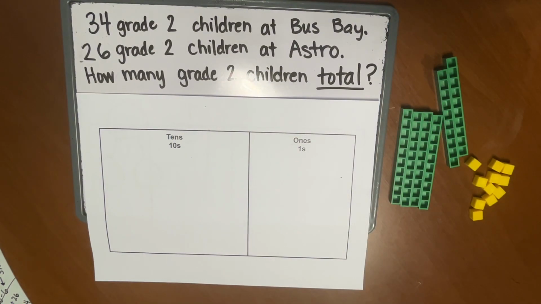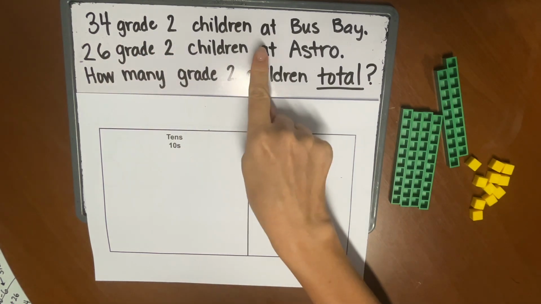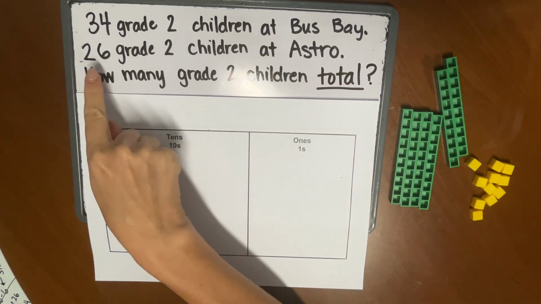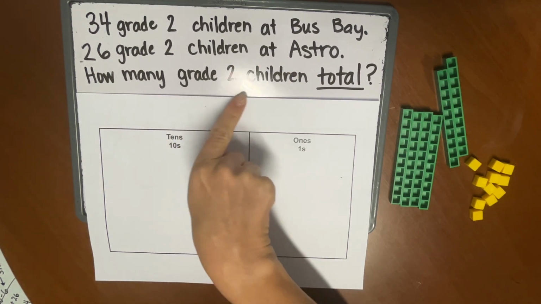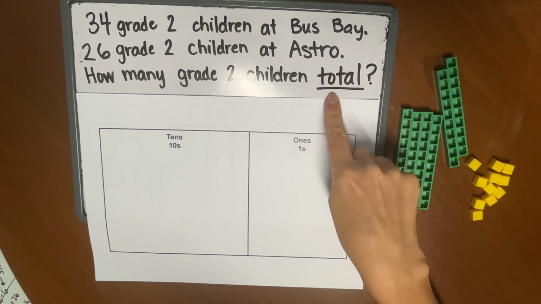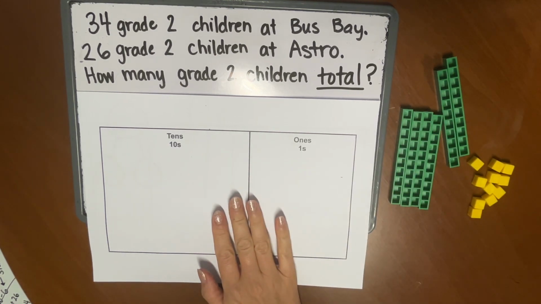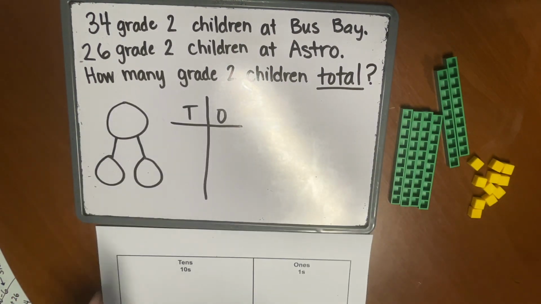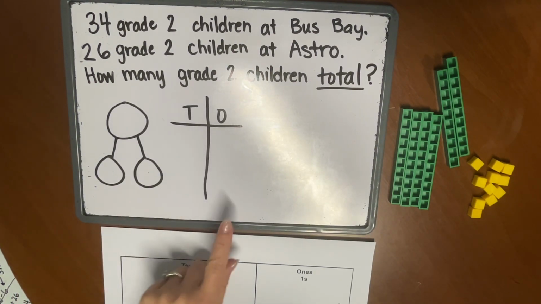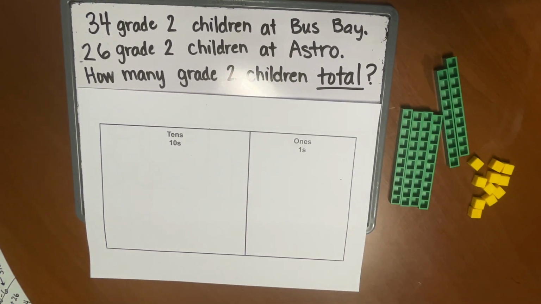Let's try another one. This time, Miss Bishop saw 34 grade 2 children at the bus bay and 26 grade 2 children at the Astro. How many grade 2 children in total, all together or in all? Pause the video and use your base 10 blocks and the place value chart to build this problem. When you finish that, go ahead and draw your part-part whole and your 10s and 1s chart. Pause now and give it a go.